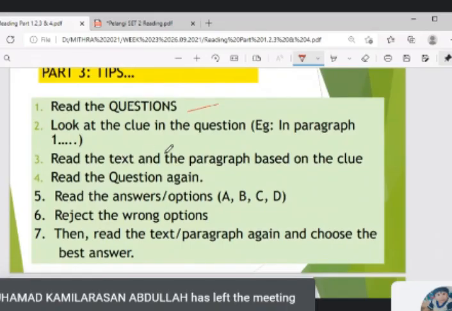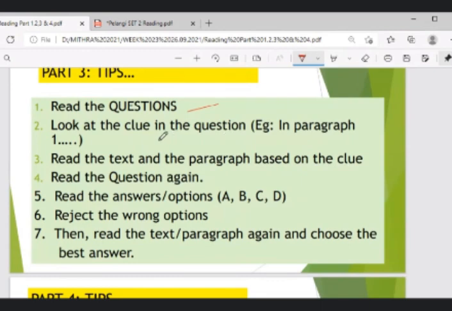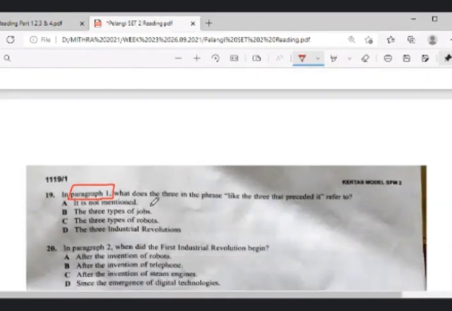Read the text and the paragraph based on the clue. Please concentrate on the clue, then read the text and paragraph based on the clue. Then you are going to read the question again. Only then are you going to read the answers or the options. Reject the wrong option, that is very important. For A, B, C, D, try to look for the wrong answer and reject first. If you reject 1 of 4, 3 remain. Then you read again and might reject one more. Then 2 remain, and from those 2 you can choose the best.